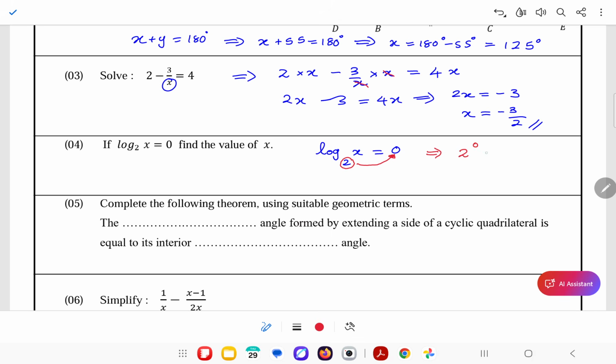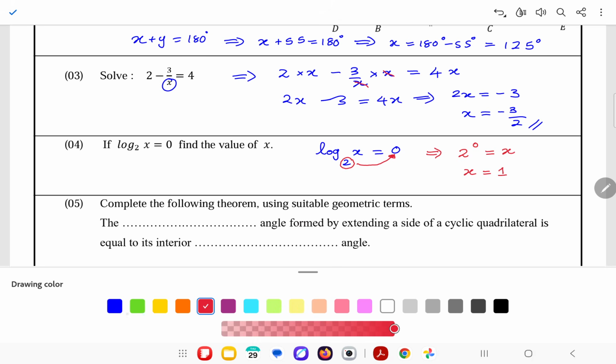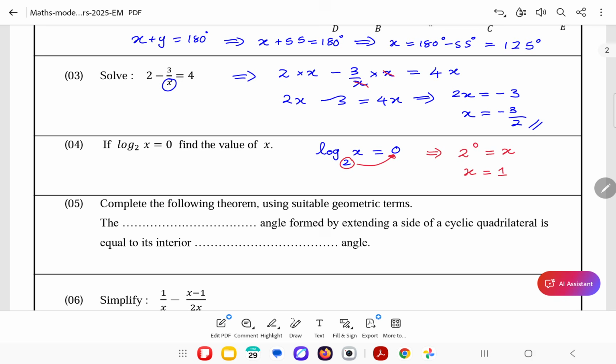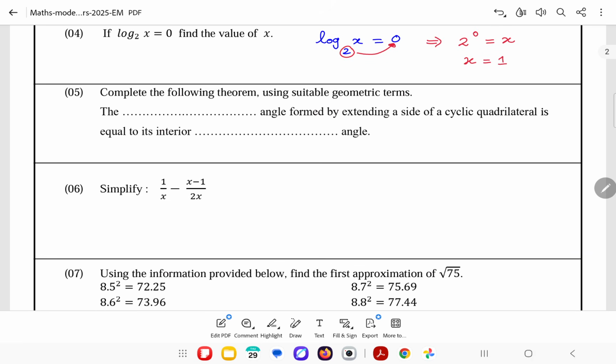2 to the 0. That is going to be equal to this inside part of the log, which is x. So we want to find x, no? X equals 2 to the 0. 2 to the 0 is what? Any non-zero number raised to the 0th power is 1. So x is equal to 1. Now let's look at the next question, number 5.